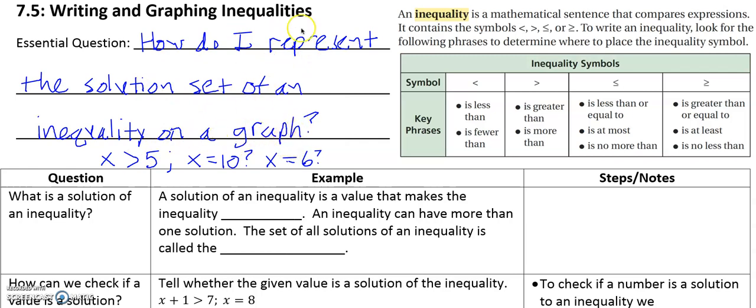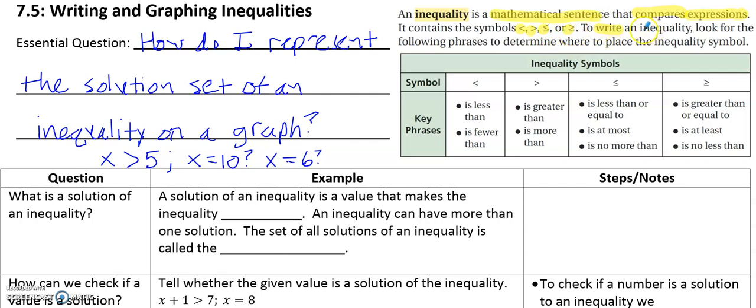Before we get there, we're going to go ahead and read through the key idea here. And the key idea is, an inequality is a mathematical sentence that compares expressions. So are they greater than, equal to, less than? It contains the symbols less than, looks like an L. Less than or equal to, looks like the L with the little line underneath. That means it could be equal to as well. Greater than, and greater than or equal to. So the or equal to are these lines underneath.